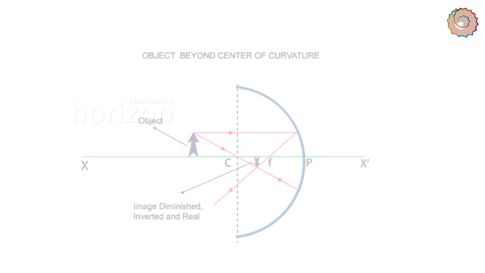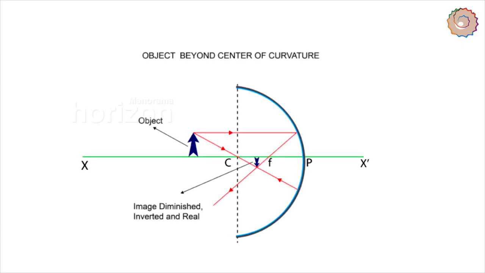Case 2. The object is at a point beyond the center of curvature but not at infinity. Now you may ask, sir, how is this different from case 1? Isn't the object beyond the center of curvature in both cases? True. The important difference here is that in this case, the second case, the rays are no longer parallel to each other. The rays are now forming an angle with each other.